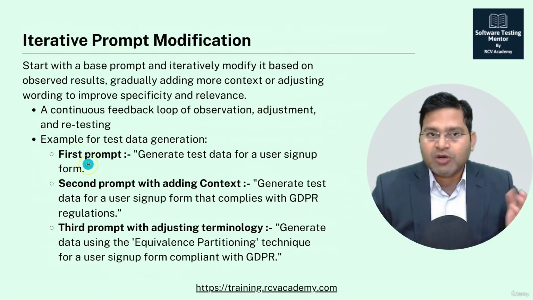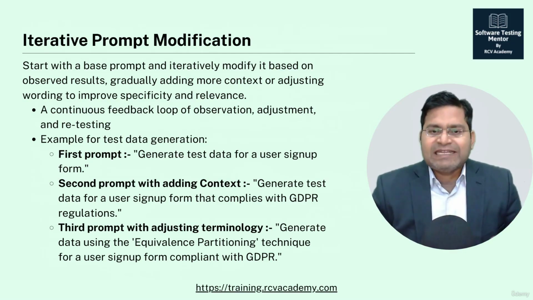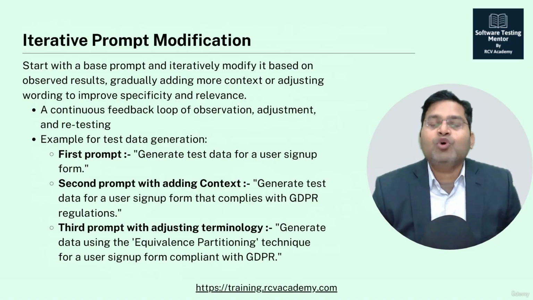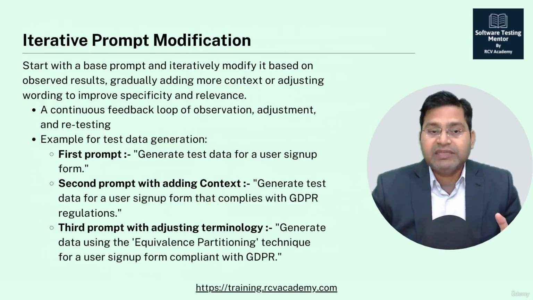For example, in the first prompt you said generate test data for a user sign up form. Then you got some outcome from Gen AI. Then in the second prompt you added more context. So you said generate test data for user sign up form that complies with the GDPR regulations. Then you will get another set of results with the GDPR regulation context.